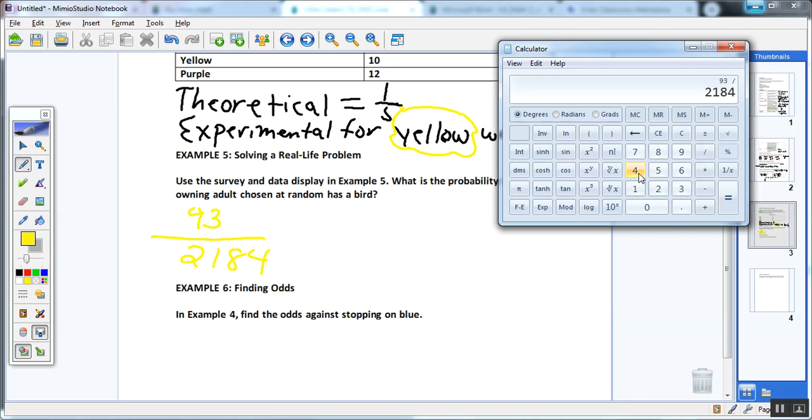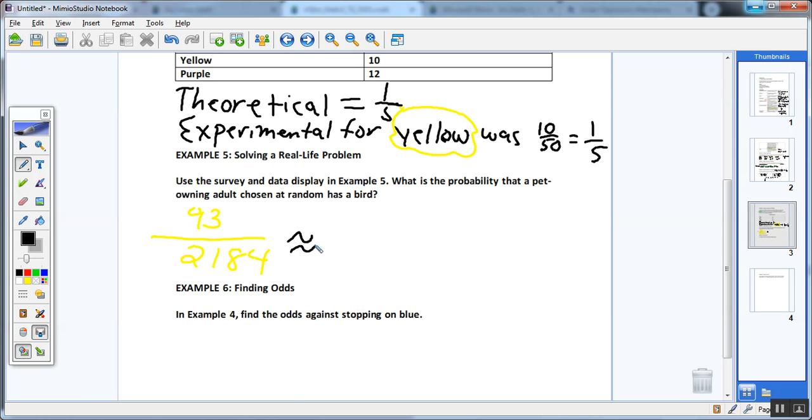I'm going to go 93 divided by 2,184. This is what I get. So it's going to be about 0.04. Maybe I call it about 4 point. I like to go 2 places on stuff. So this would be about 4.2, probably round 5 up to 6, wouldn't you? So this is going to be about 4.26%.